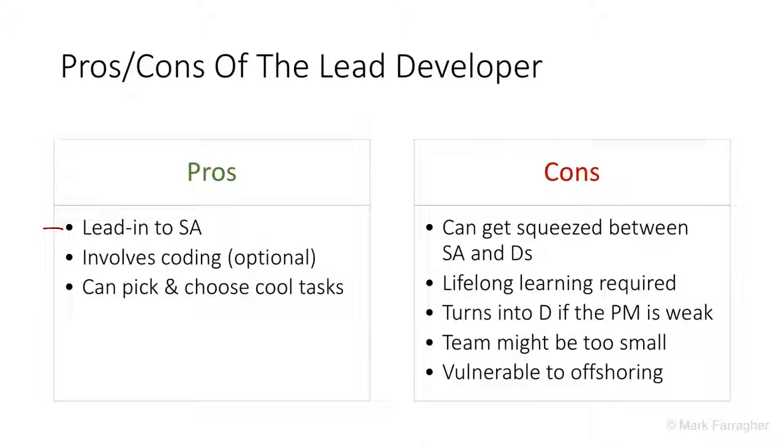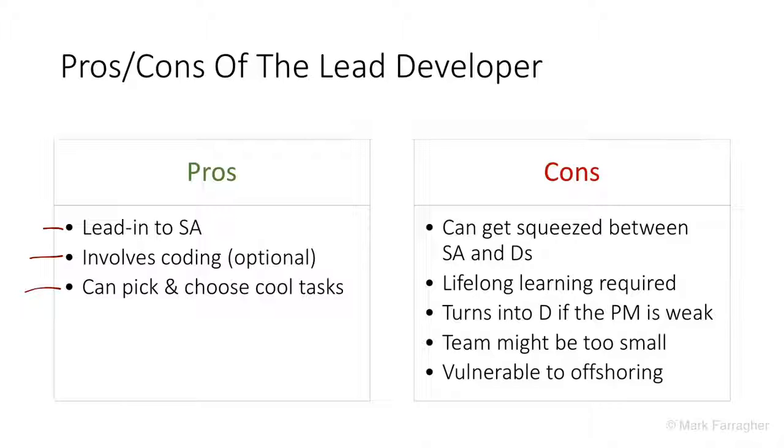It involves coding. It's the highest possible role you can have in an organization and still code. Coding is optional at this level. You can choose not to code. But if coding is really important to you, then lead developer is as high as you can go. And you get to pick and choose your own tasks. You can give all the boring stuff to your team and do all the nice stuff yourself, if you want.